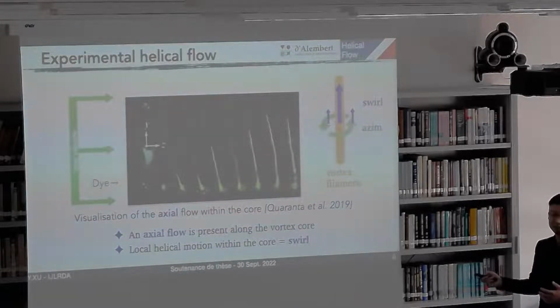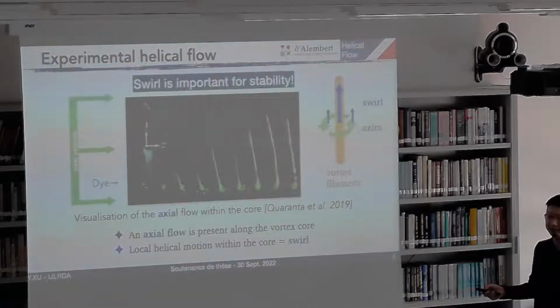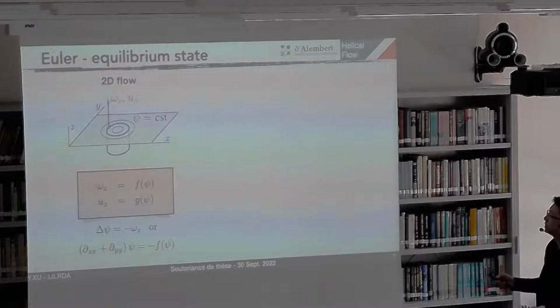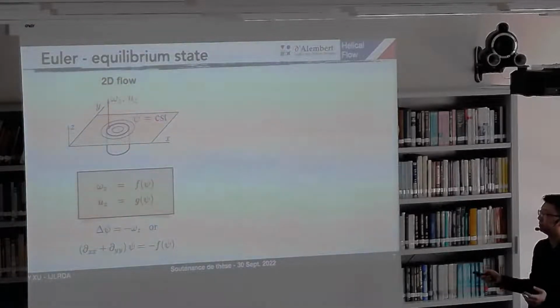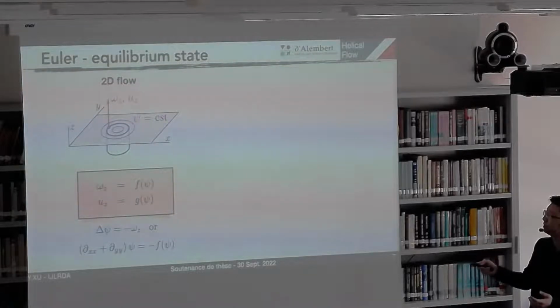We are focusing on this point because swirl is very important for the stability analysis, which we will show you later. So we're starting by looking for a like solution. It is known that for a 2D flow, we have this as a solution, where the omega z and the uc here are the actual velocity, the vorticity and the velocity. The psi function is a stream function.